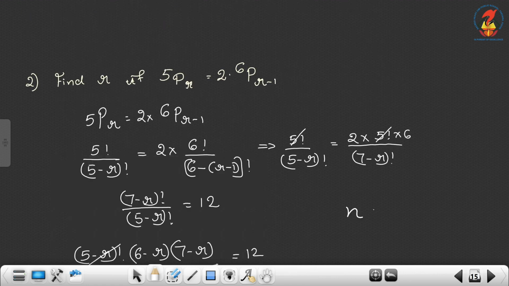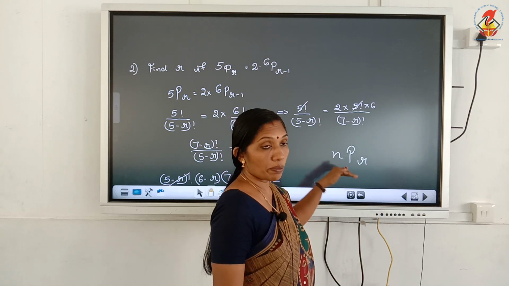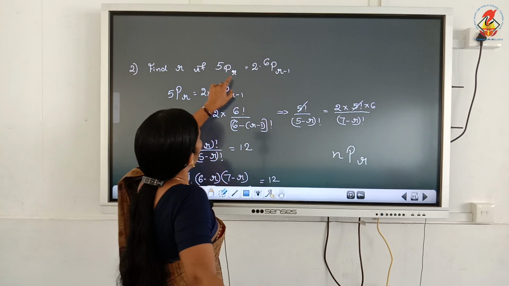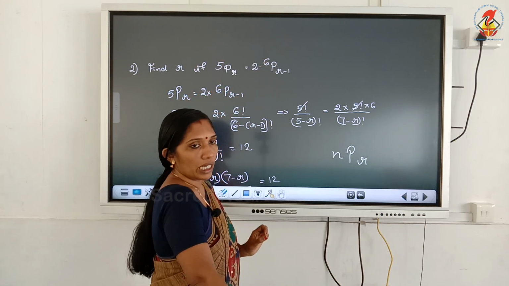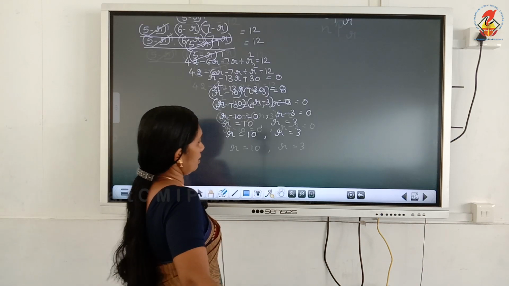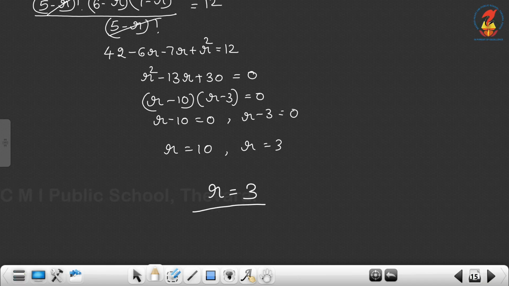Which do we take in that nPr? What is the condition for r? r can be equal to n or less than n, not more than n. Here we have r is equal to 10 and 3. Here look, the n value, here 5, here 6. So we can't take 10, isn't it? So r is equal to 3. A small r value should be equal to or less than n. r is equal to 3.